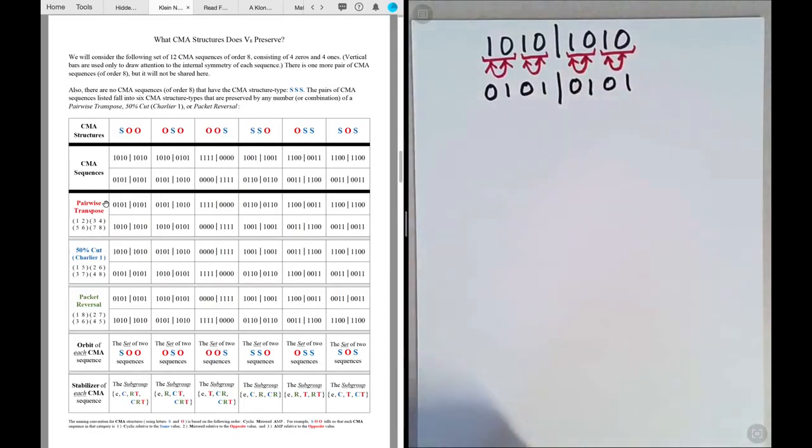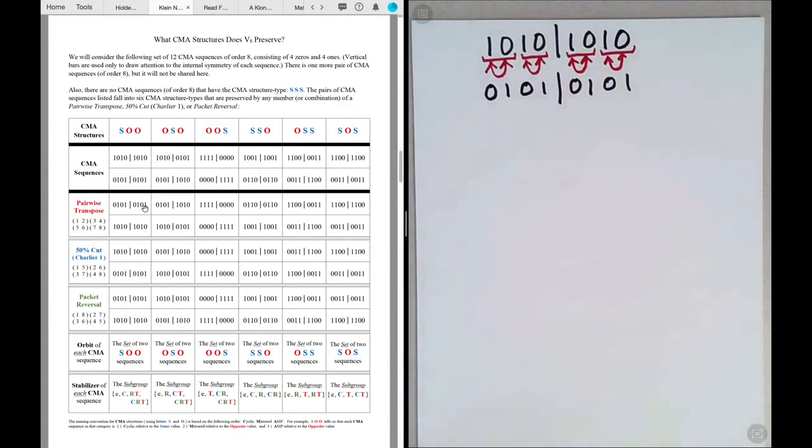And there you go. We have just confirmed that, in fact, the pairwise transpose, when acting upon this CMA sequence, will give you this CMA sequence here. Okay, so there's a bit hiding. That takes care of the streamlined way to calculate and figure these out.